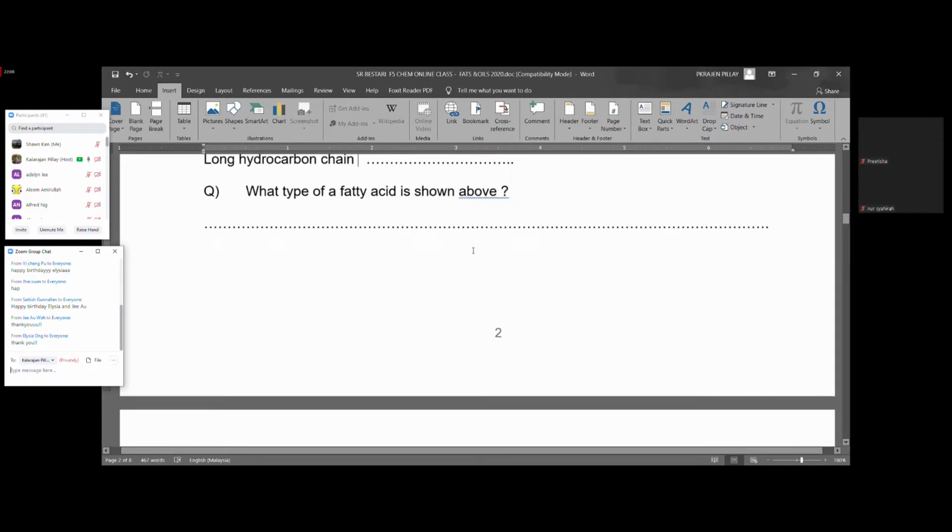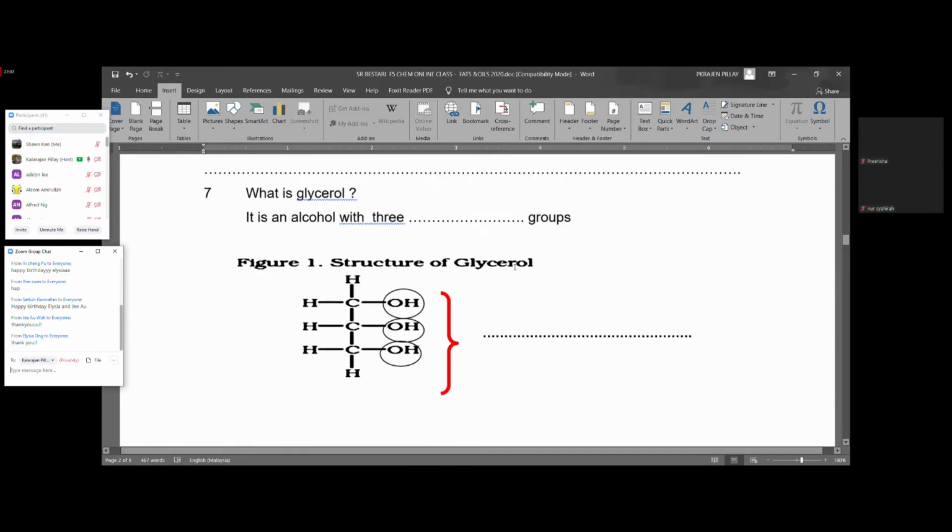Okay, now what is glycerol? See the word "ol" there, it is actually an alcohol. Can you see OH there? This is one molecule of glycerol, understand? One whole molecule. It's got 3 hydroxyl groups there. So note it down. It is an alcohol with 3 hydroxyl groups. The other alcohol only has 1 OH in it. This one has 3.